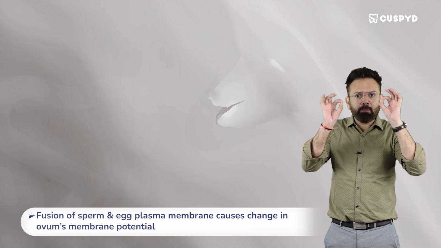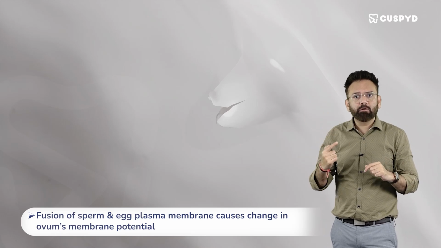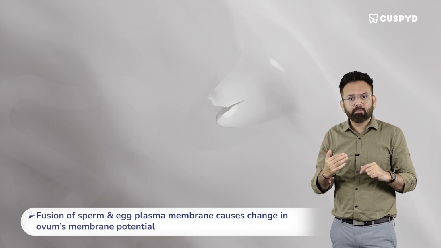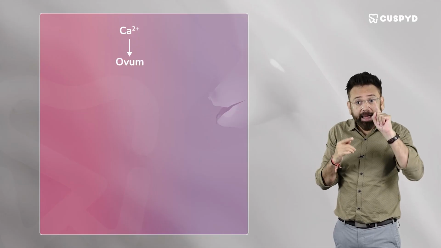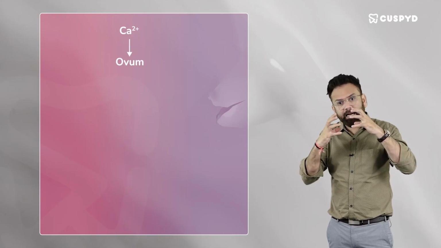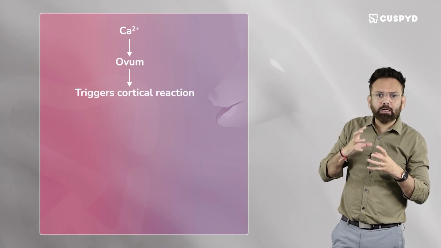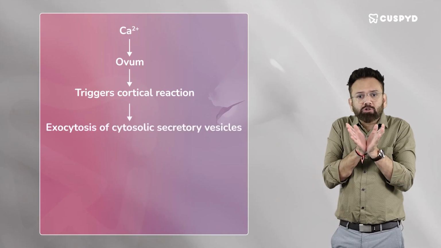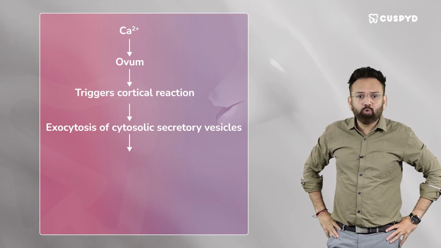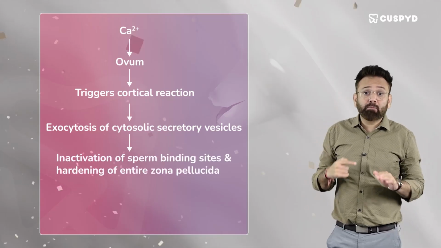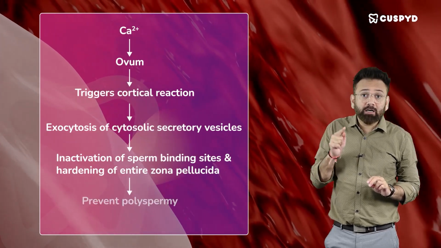So, fusion of the sperm and egg plasma membrane causes a transient change in the membrane of the ovum, so that more sperm should not come, isn't it? So, calcium increases inside the ovum. The calcium ion increase inside the ovum triggers a cortical reaction by causing exocytosis of cytosolic secretory vesicles that will lead to inactivation of the sperm binding site and hardening of the entire zona pellucida to prevent polyspermy.